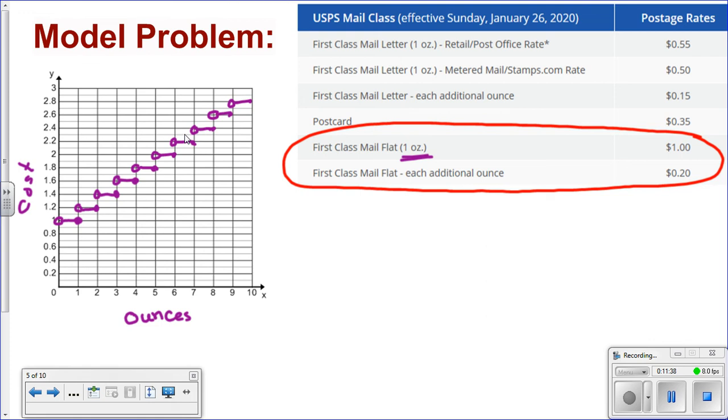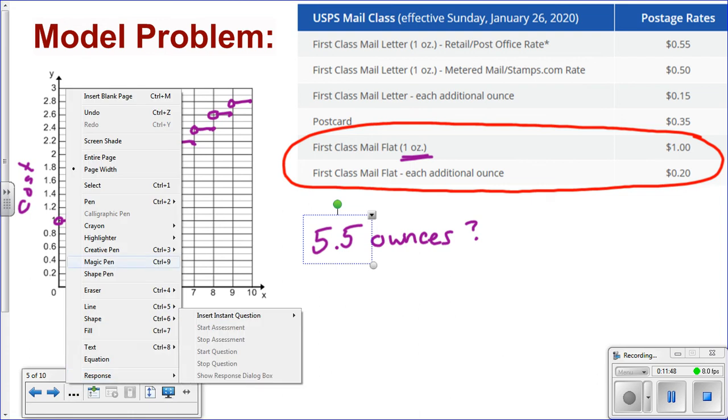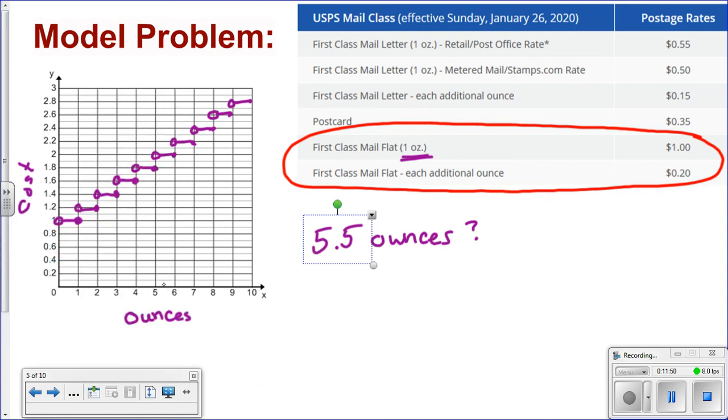So in other words, if I said, what is the cost of something that's 5.5 ounces? Well, you'd go 5, let me change my color here. 5.5 ounces would be right here, and that would cost you $2. There you go.